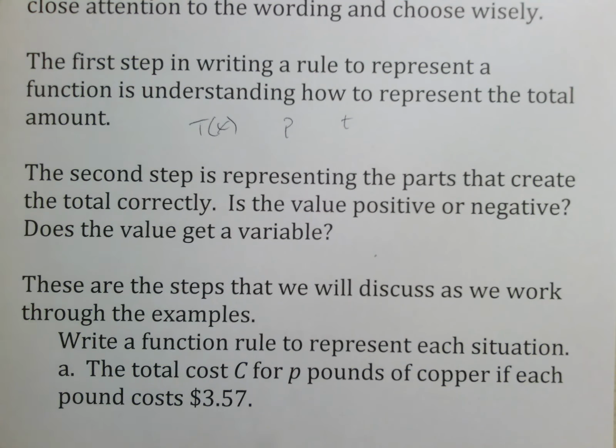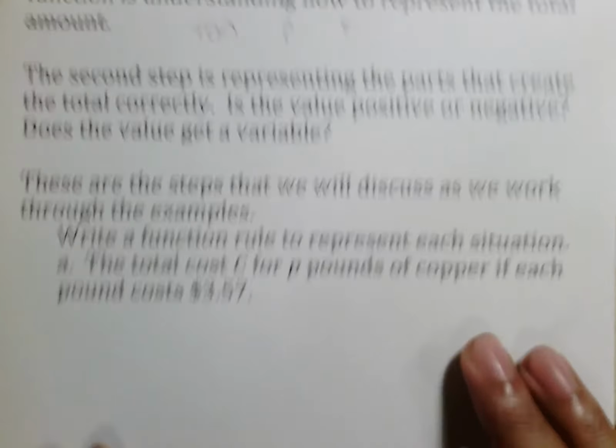For example, whenever you rent a car, they usually charge you a flat fee in the beginning, and then they might charge you per mile or per day or whatever after that. So one of those numbers gets a variable, the other one does not. These are the steps that we're going to continue to work with as we go through the examples.